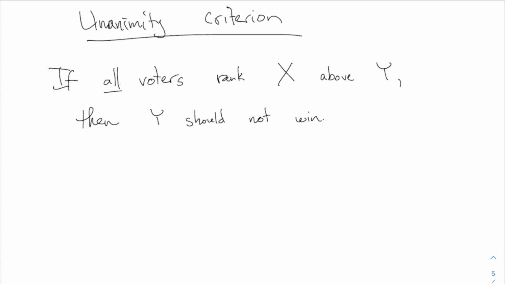Now, what's the difference? Why did I just say don't write then X should win? The difference is that there could be more than two options on the ballot, like most of the elections we're doing. And it could be that if everybody likes X more than Y, then maybe they also like, say, Z more than X. There's somebody else who they like even more. Then Z should win, not X. The point is the person who's below on everybody's opinion should not win the election.